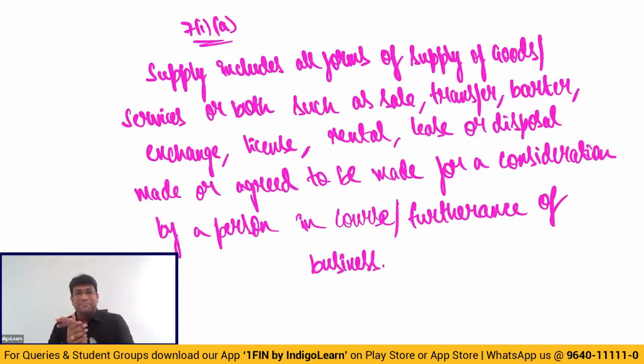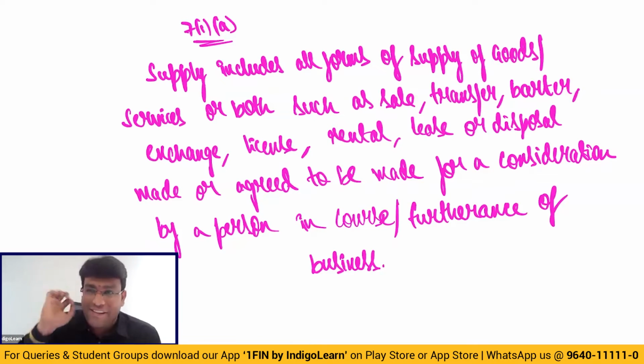Supply includes what? Supply includes all forms of supply of goods. Goods cover what? Every kind of movable property other than money and securities. I repeat again, goods cover every kind of movable property other than money and securities. Money and securities are not covered in the definition of goods. Come on, supply includes what? All forms of supply of goods or services or both.